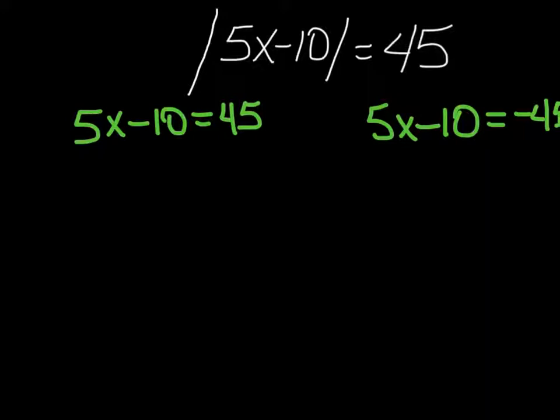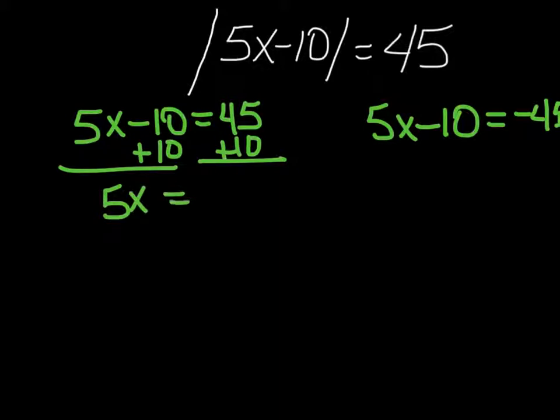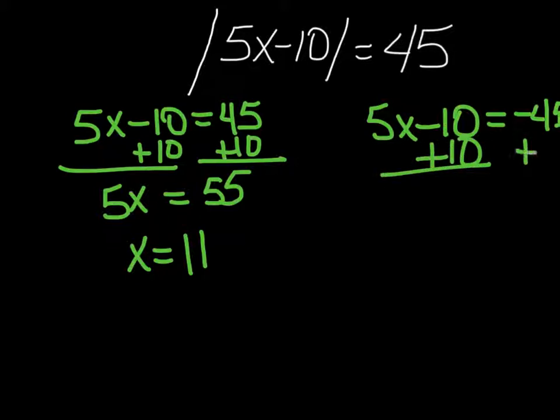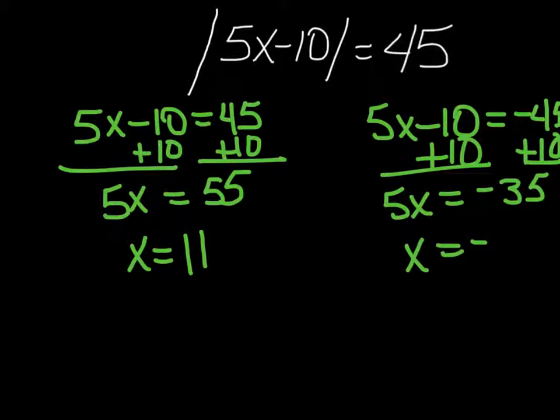Now we'll solve this. We'll add 10 to the left side and add 10 to the right. And we'll have 5x equals 55. Divide both sides by 5 and we get that x equals 11. Okay. The second equation, 5x minus 10 equals negative 45. We'll add 10 to the left, so we will add 10 to the right. So we have 5x equals negative 35. We'll divide both sides by 5, and we're going to get that x equals negative 7.